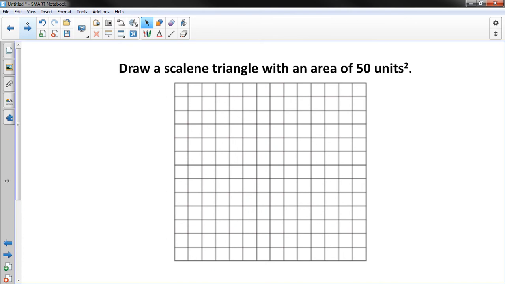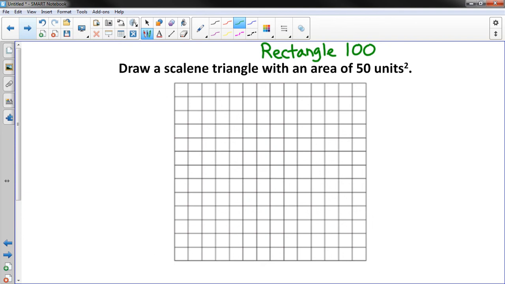Draw a scalene triangle with an area of 50 units. Alright, so let's think of the rectangle that it could be inside of. And the rectangle that we're going to start with needs to have an area of 100 units, twice as big. And I'm going to use 10 by 5, but there are other ways to get 100. There's 10 times 10. There's 20 times 5. I think my grid's not big enough for 20 times 5. But I'm going to use this one, and you'll see why in a minute.